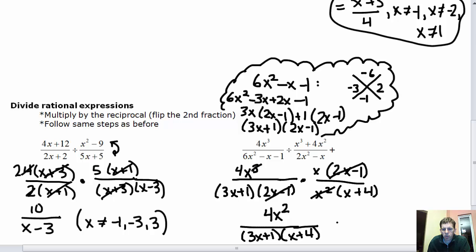If you did state the restrictions, you would not want x to equal negative 1/3. That would cause my 3x plus 1 to equal 0. I wouldn't want x to equal 1/2 because that would cause 2x minus 1 to equal 0. I don't want x to equal 0 because 0 squared is 0. And I also don't want x to equal negative 4. These would be the restrictions, and that's how you simplify, multiply, and divide rational expressions.